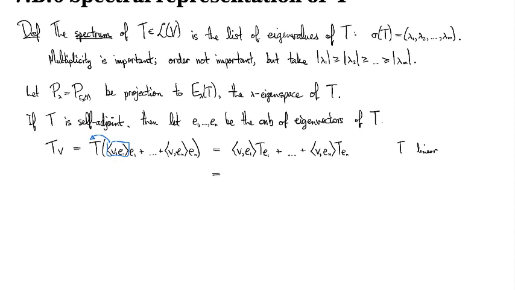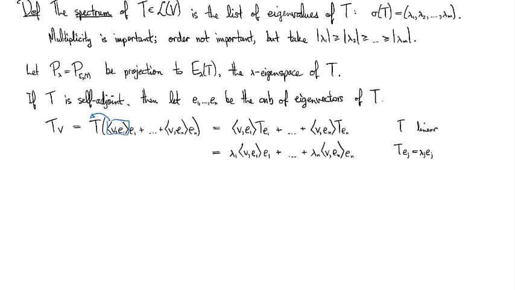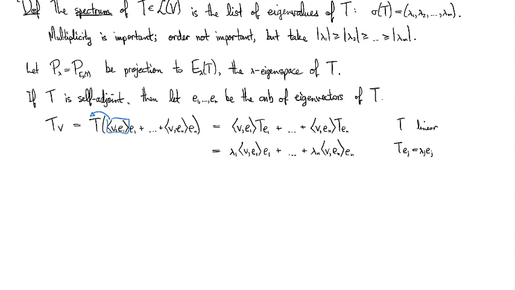For the next trick, these are all eigenvectors of T. So T times e1 is going to give us lambda 1 e1, and T times en is going to give us lambda n en. How about T ej equals lambda j ej? There we go, much better. So what do we have here?